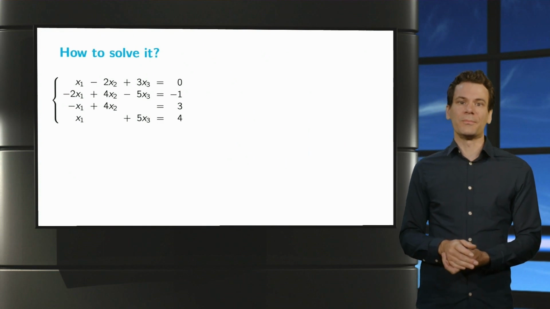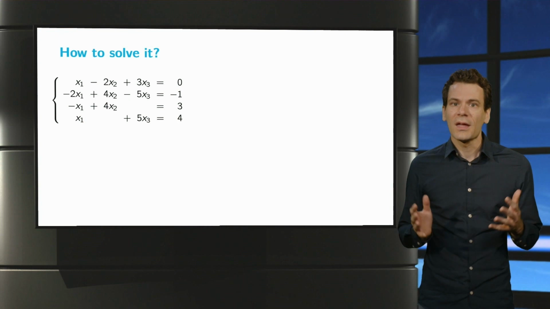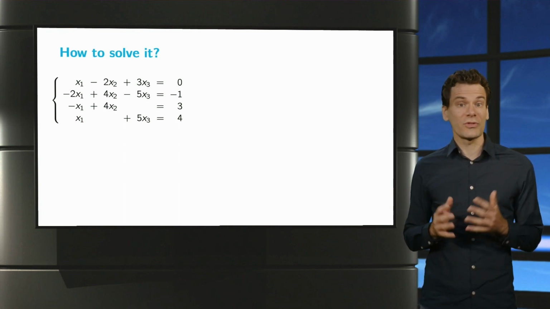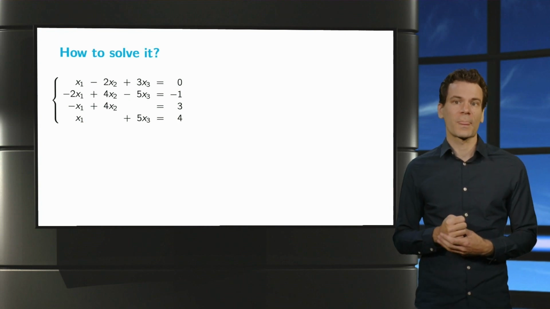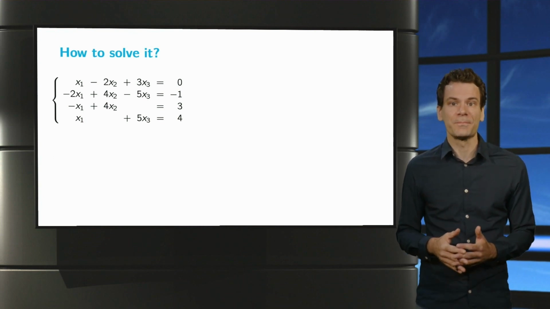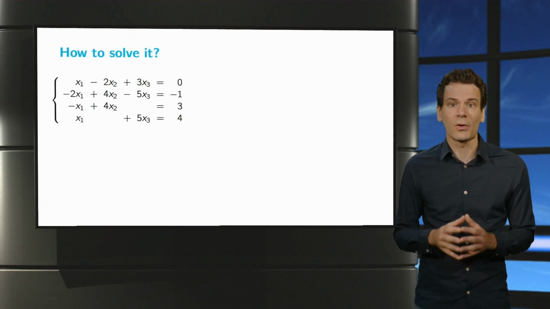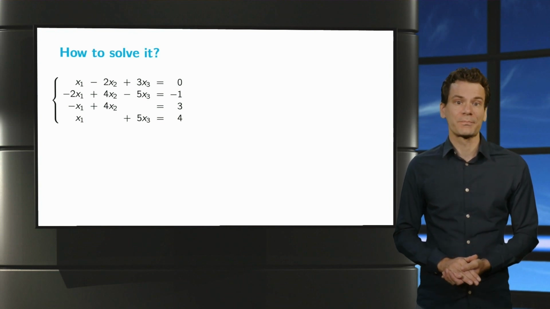Let's consider an example. Suppose we want to solve the following system of equations. Note that each equation involves at least two variables. Because of this, it is hard to see immediately what the solution is. Our aim is to simplify the system by reducing the number of variables in the equations.